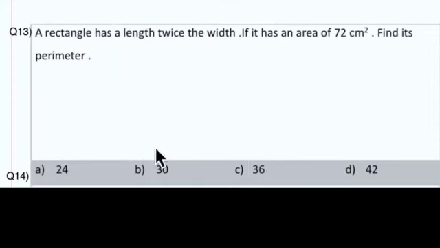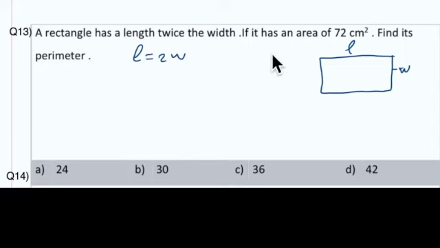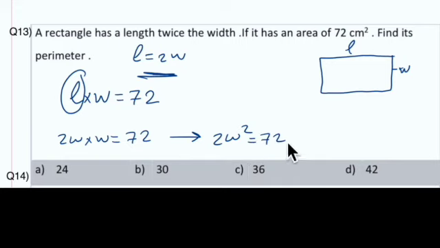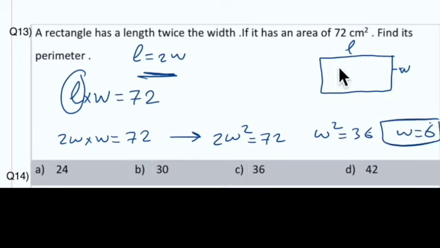13, a rectangle has a length twice the width. If you have a rectangle like this, the length is twice the width. So L equals 2W. If its area is 72 centimeters squared, find its perimeter. Know that the area of the rectangle is length times width, which equals 72. Plug in. So 2W times W equals 72. It means 2W squared equals 72, dividing both sides by 2. So W squared equals 36. So W equals 6. Now W equals 6, it means that the length equals 12.